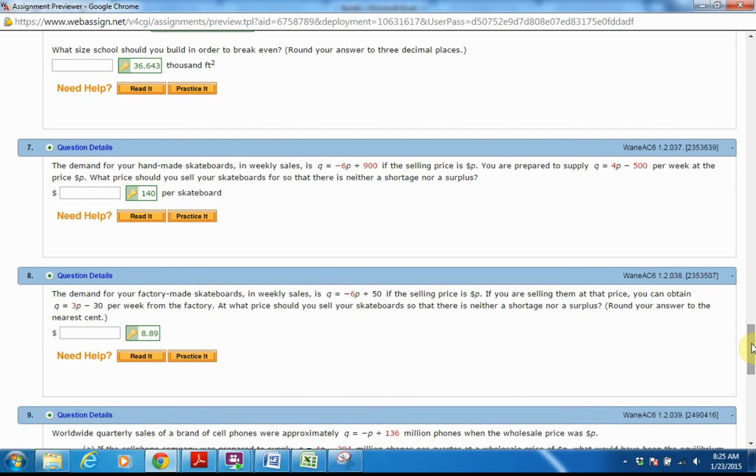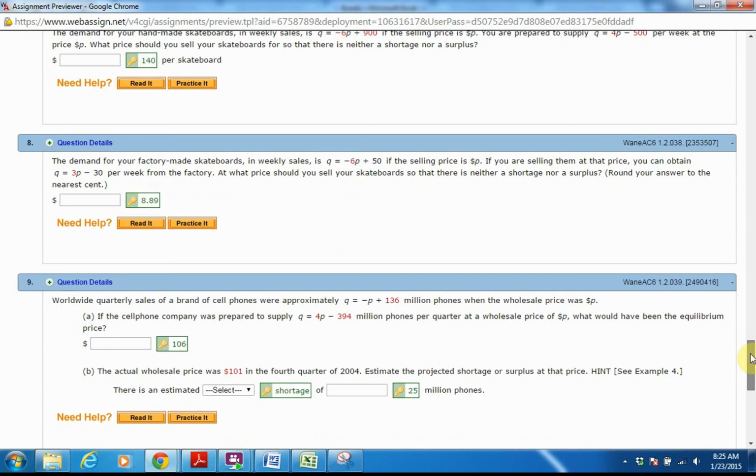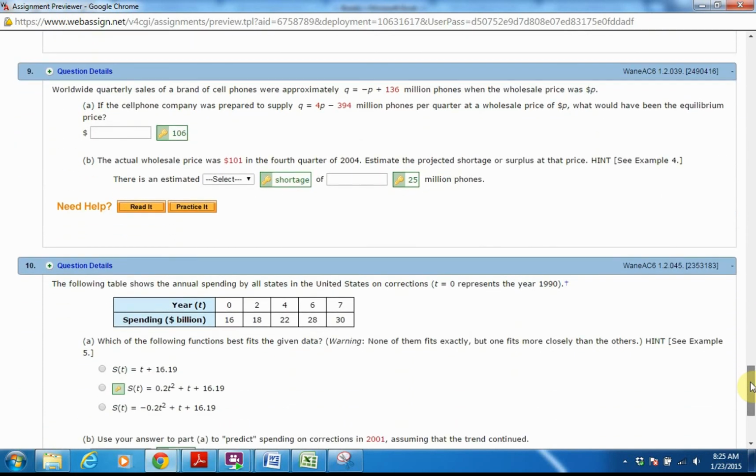Number 7, the demand for your handmade skateboards in weekly sales. The demand function is your quantity. So, there's a couple of things here. This one is just shortage and surplus. You need to remember that if you've got demand and supply, I know that you've already had a quiz on this, but you basically want to take the difference between supply and demand. You want that difference to be 0 to make sure that you have neither a shortage nor a surplus, where you've got market equilibrium. The same thing is happening in 8, 9, and 10.